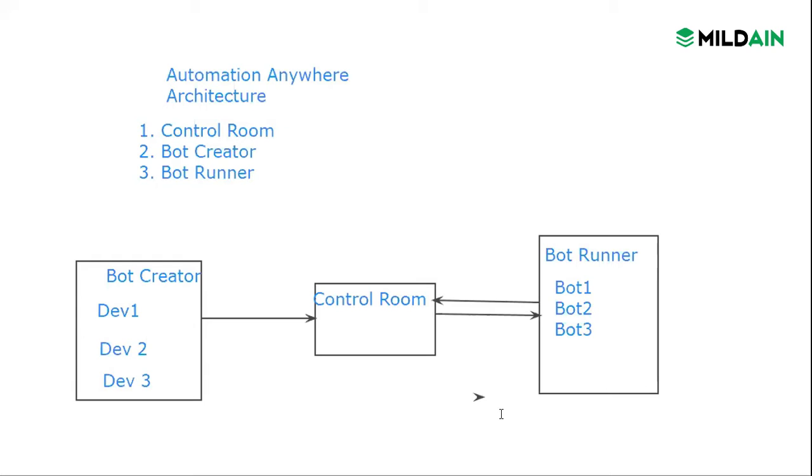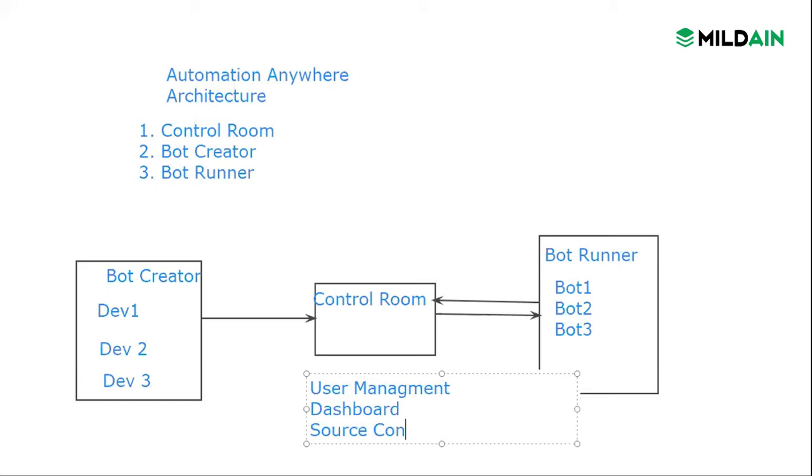When we talk about the control room, why is it being given information, when we can run the bot from the bot runner, that's it? Why it goes back to the control room is the important part. To understand, there are a few points: user management, then the dashboard, then source control, and then license management.